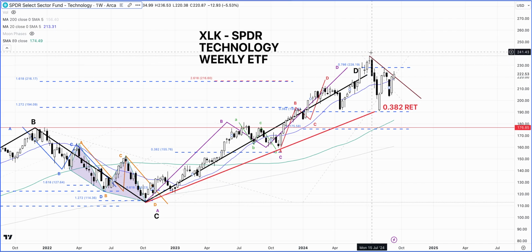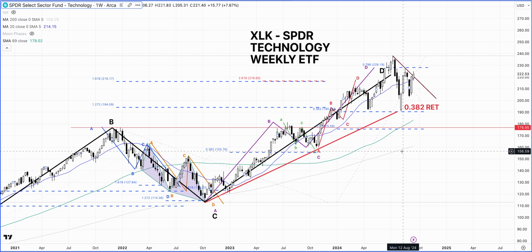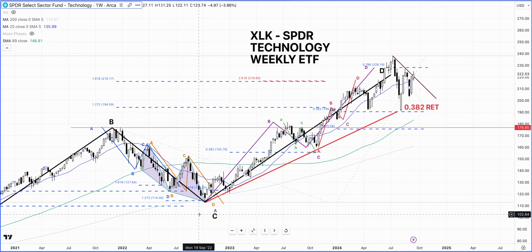And then we saw a big negative candle on the 15th of July, forming a bottom on the 5th of August. Now, when this bottom happened, one thing I pointed out was it was right at the 38.2% retracement. QQQ did not come close to it, so it's a little bit stronger, but XLK was one of the first indices to actually make this 38.2% retracement of the lows of October 2022.